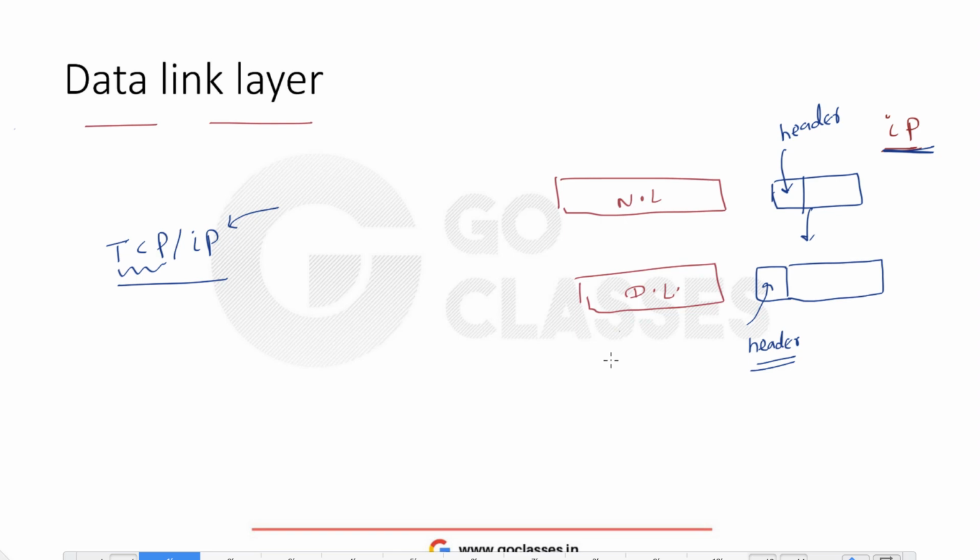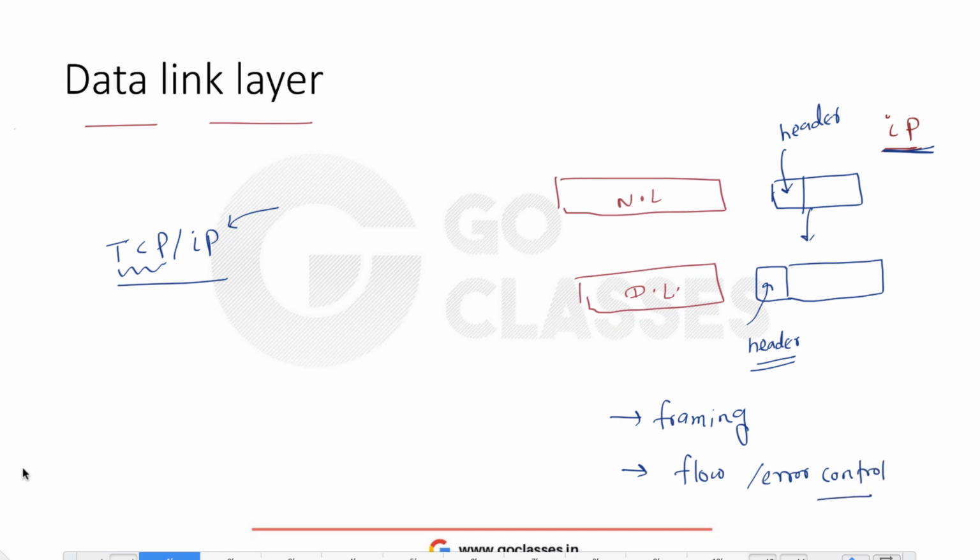So there are few services that data link layer provides. One of them is framing. Framing is nothing but encapsulation and decapsulation of network layer packet, which means if some packet is coming at the sender side, it will encapsulate, and at the receiver side it decapsulates the header from the data link layer and passes that packet to network layer. So this is called framing. Second one is called flow control, and then error control. So there are few services that data link layer has to provide.